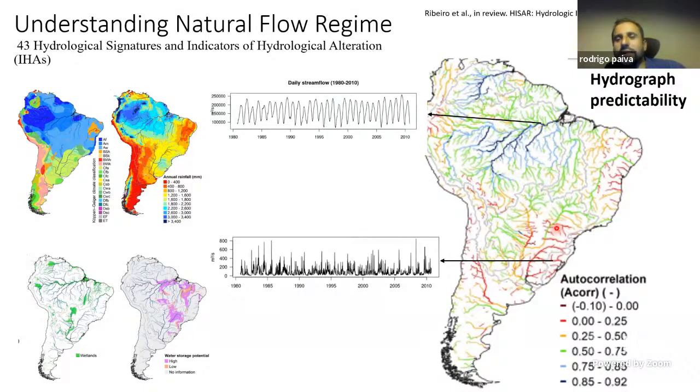So in this map, when you see red, those are rivers that are not very predictable. Here, in this part of Brazil too, parts of Chile is the same. And in green are the rivers that are more predictable every year.